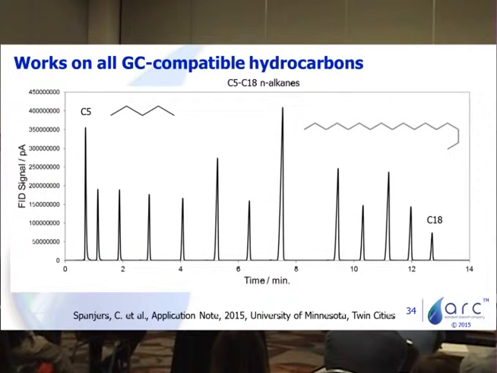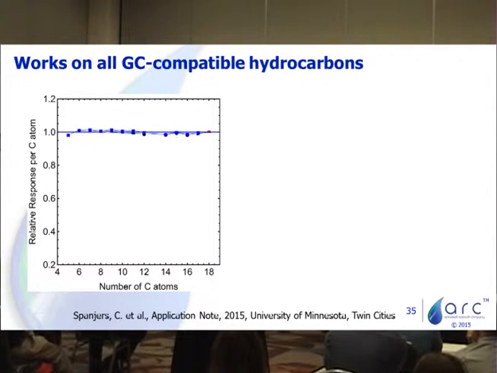So this concentrated mixture of C5 to C18 alkanes, you see the signal. Everything is converted to methane here, and this is the FID signal that we get. We can first look at the response factors that we obtain for each of these alkanes, so C5 through C18. We see they're all about 1 within error.